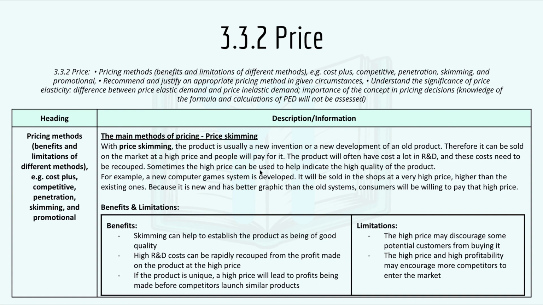For example, like a new computer game system is developed, and it will be sold in the shops at a very high price, higher than the existing ones, because it is new and has better graphics than old systems. Benefits include the skimming can help establish the product as being of good quality, and the high R&D cost can be rapidly recovered from the profit made on the product at a higher price.